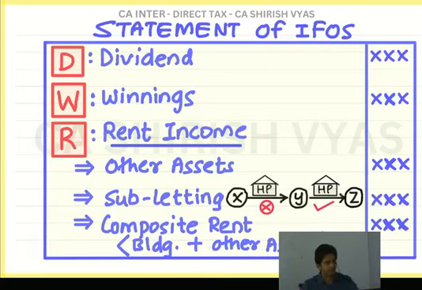Taxable, taxable, taxable. Other assets, subletting, composite. See, while I am teaching, try to memorize. Understanding is not a big deal. For that I am putting my efforts. I am making the notes, everything. So if you understand something, you have not done a great job. When you remember everything, hats off to you. So try to memorize, along with that, while I teach in the lecture.